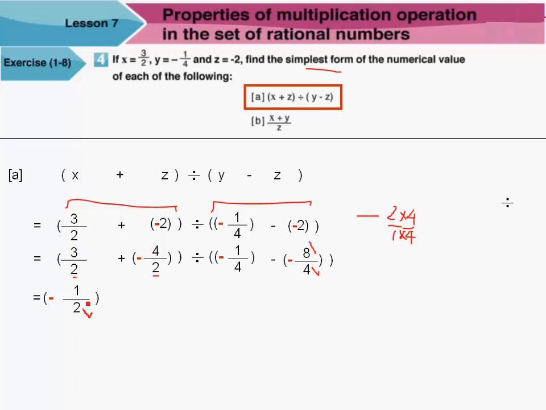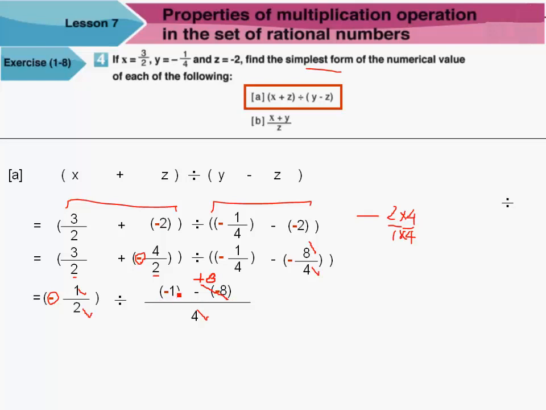4 minus 3 is 1. 4 is bigger than 3, so we will take its sign, which is minus. Divided by the same. We have 4 as a denominator, and here we have minus 1. Minus of minus 8. Minus times minus is plus. So this will be plus 8.